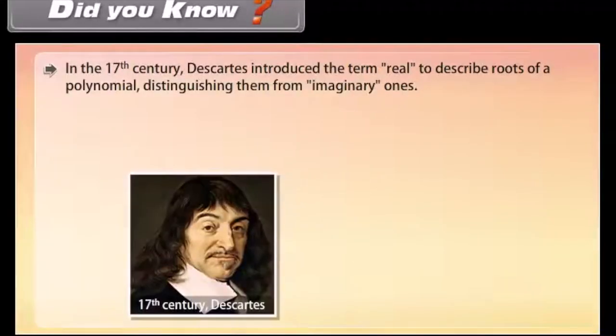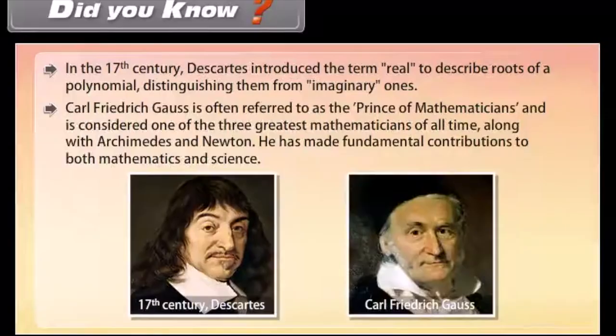22,338. Did you know, in the 17th century, Descartes introduced the term real to describe roots of polynomials, distinguishing them from imaginary ones. Carl Friedrich Gauss is often referred to as the Prince of Mathematicians and is considered one of the three greatest mathematicians of all time, along with Archimedes and Newton. He has made fundamental contributions to both mathematics and science.